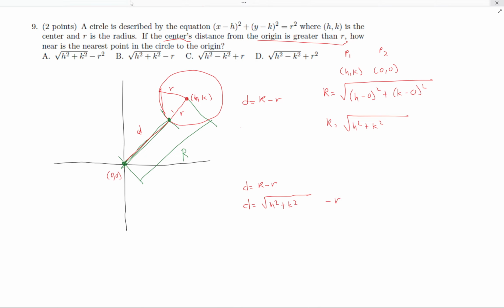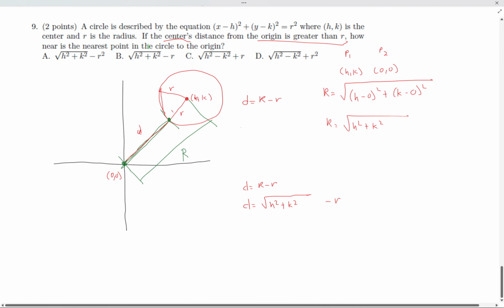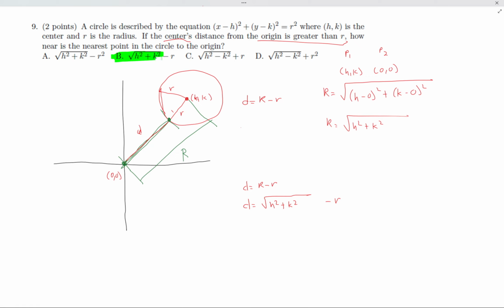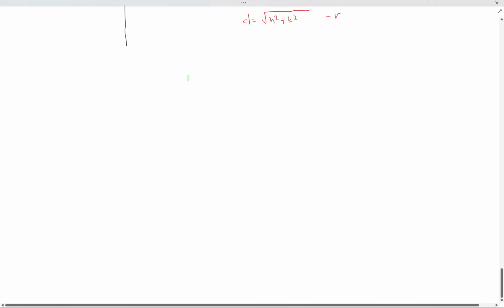So in this case, our answer now should be among the choices, and it's at letter B right here. Okay, that is letter B. Square root of h squared plus k squared minus r. Not r squared, but just r. Okay, that is for question number 9. I guess we're done with question number 9.